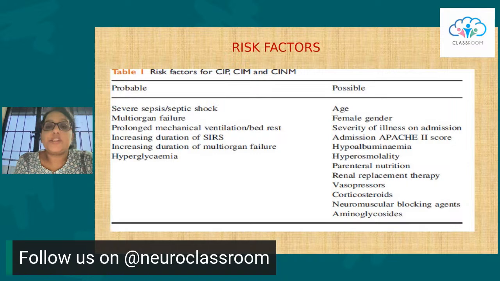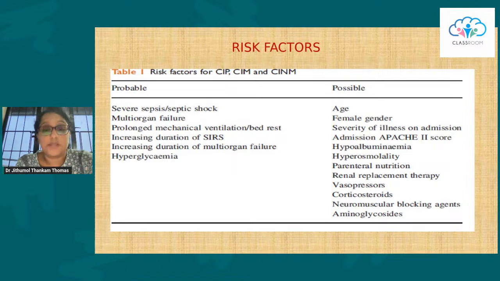Then patients with hypoalbuminemia, patients with hyperosmolarity, early administration of parenteral nutrition has also been attributed as one of the risk factors. Renal replacement therapy, vasoactive medications, corticosteroids have repeatedly been implicated as one of the major risk factors for developing ICU acquired weakness. So nowadays, further studies have come which say that we can still use steroids, but you have to adjust the dose and the duration.